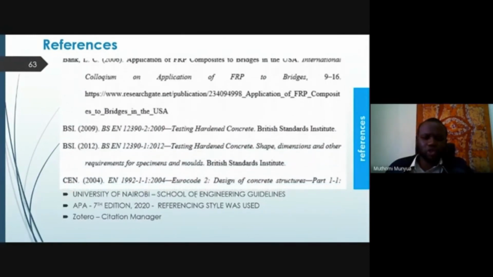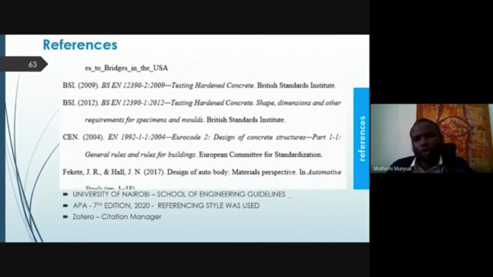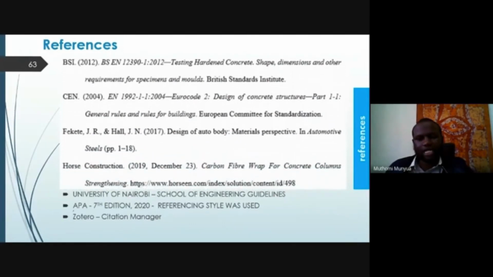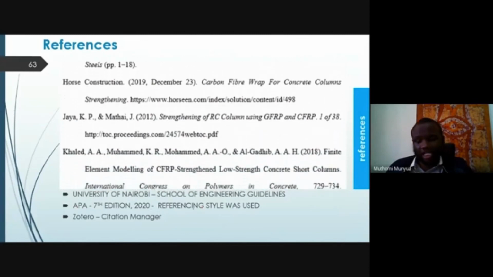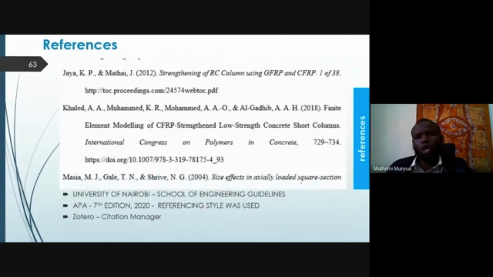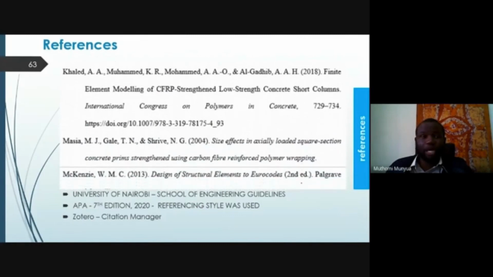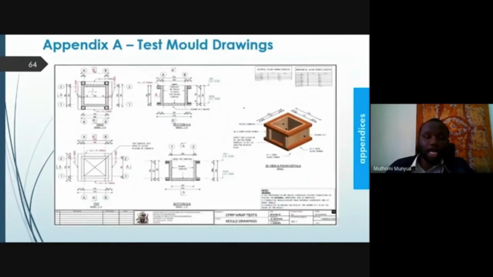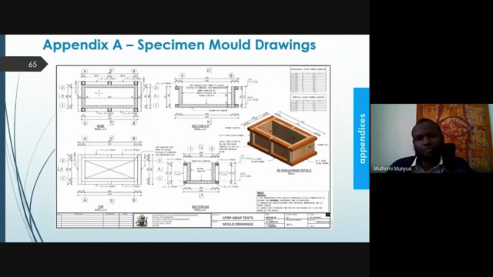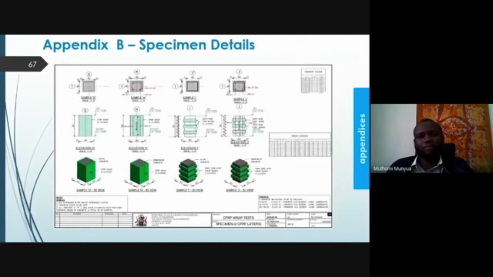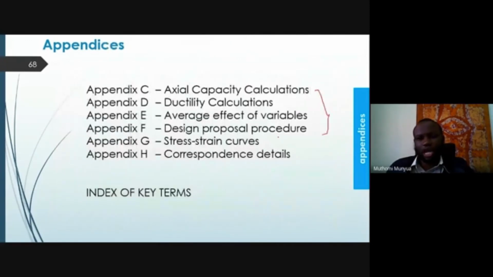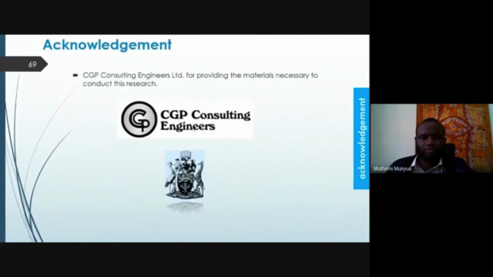The University of Nairobi School of Engineering guidelines were used. Those guidelines were not comprehensive, so the APA 7th edition was used. An open source citation manager, Zotero, was used to keep track of the references. The appendices include the drawings for the molds, the details of the specimen that were used in the manufacture, some calculations and correspondence details of the author. The last item in the write-up is an index of key terms.